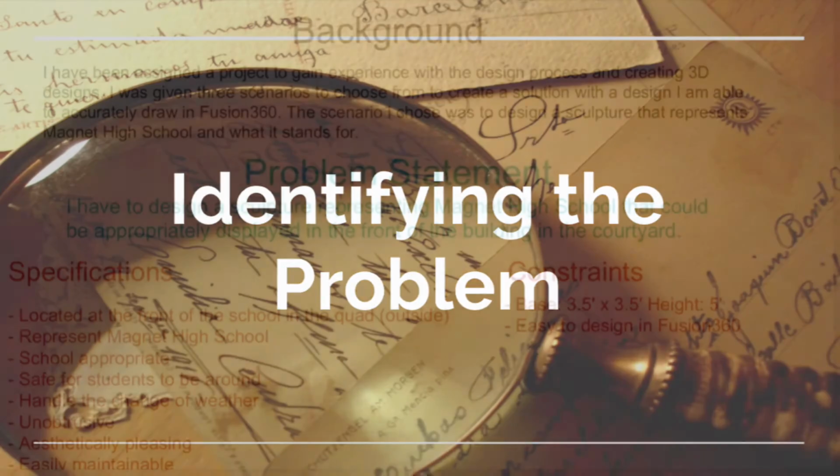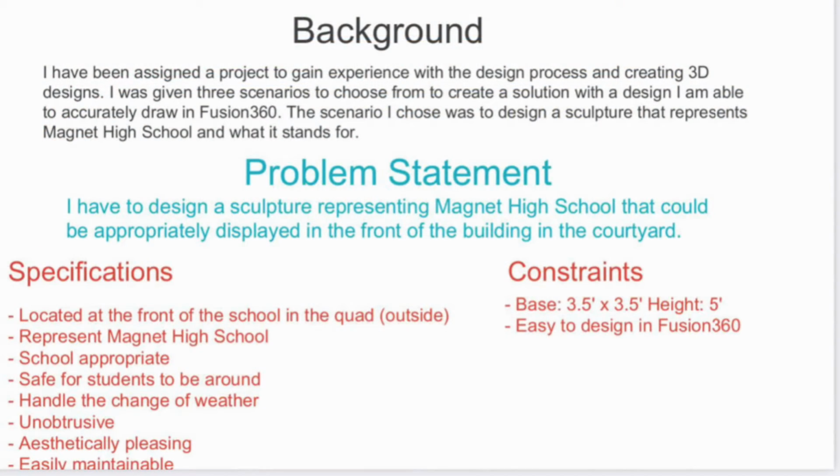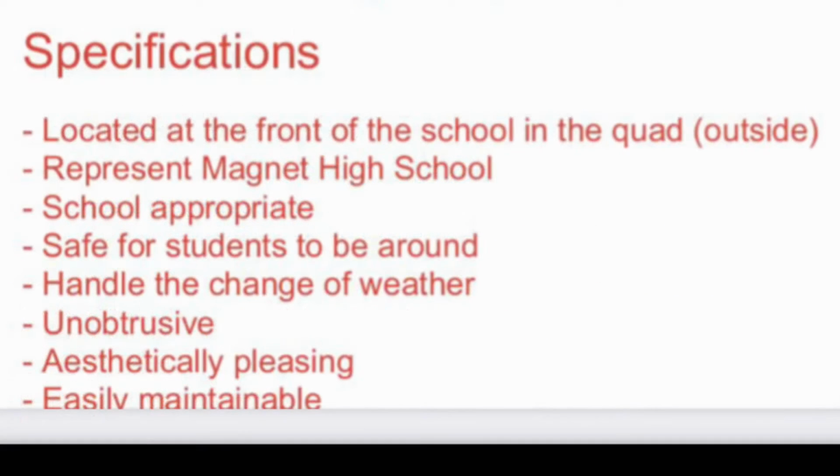bit of background. When I was coming up with the requirements for this design project, I came up with these, labeled in red, the specifications and constraints. Since the design prompt said the design would be outside, it would have to be able to withstand the elements and be unobtrusive so as to not disturb the learning environment, though in the end this wasn't achieved.